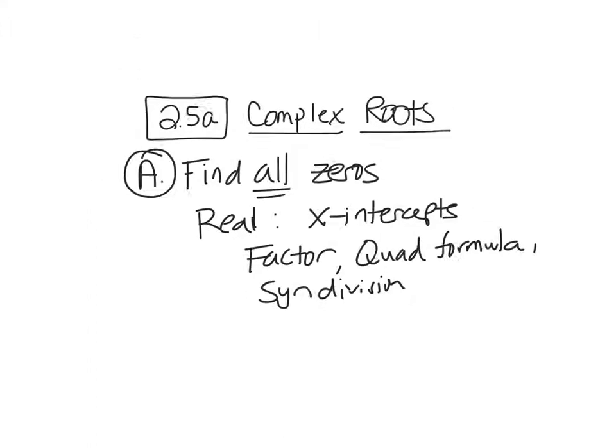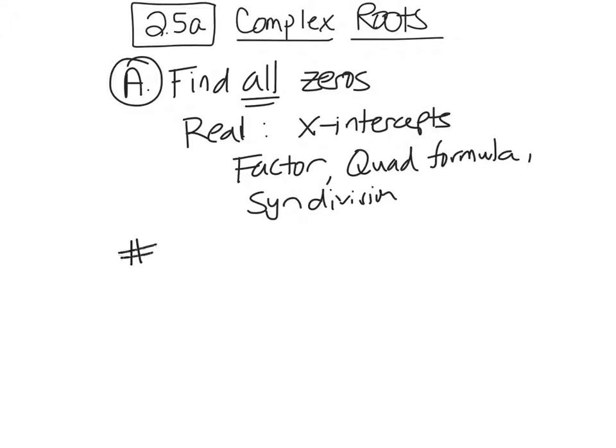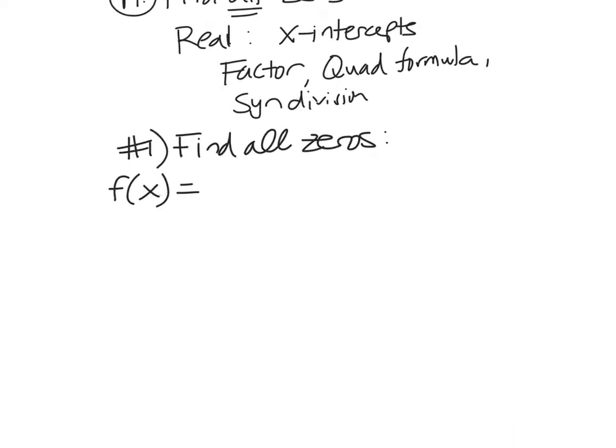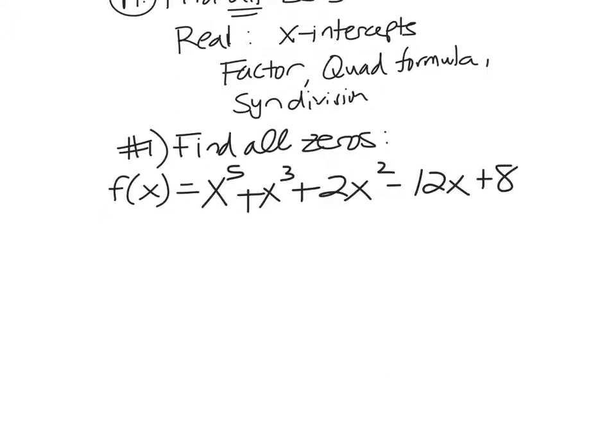So here we go. Let's just start. Number one. We're going to find all the zeros of this polynomial. f of x is equal to x to the fifth plus x cubed plus 2x squared minus 12x plus 8. Wow. Now, unless you're some kind of a genius, you can't factor that. That'd be really tough to factor.